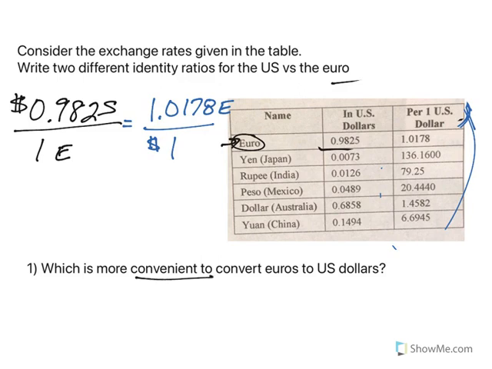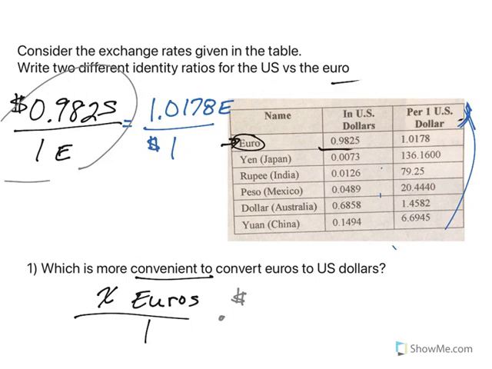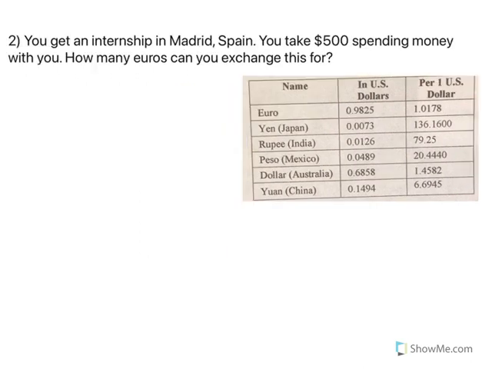So which is more convenient to convert euros to US dollars? So if you are given a certain number of euros, which one of these would you use? Well, we would use the 0.9825 US dollars to 1 euro because just like normal dimensional analysis, you want the units to cancel out. So let's do some examples.